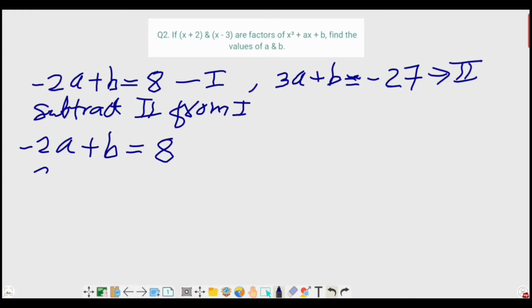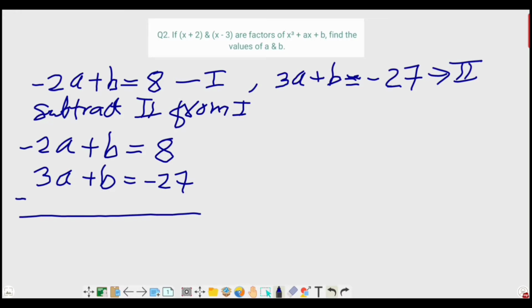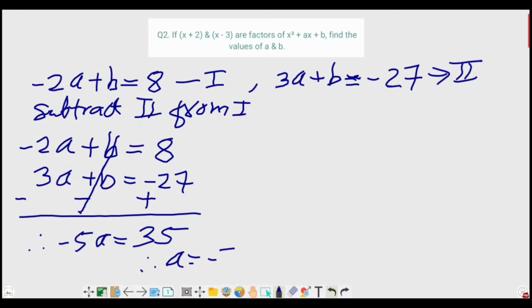Below that, I am writing the second equation. You know, when you are subtracting, you have to change the sign. This will become minus, minus, this will become plus. Now it will get cancelled. So your minus 5a will be equal to 35. So this will give you the value of a as minus 7. So you got one value.